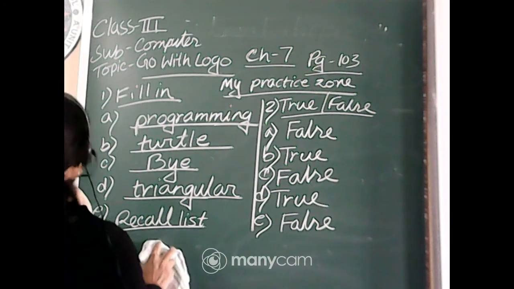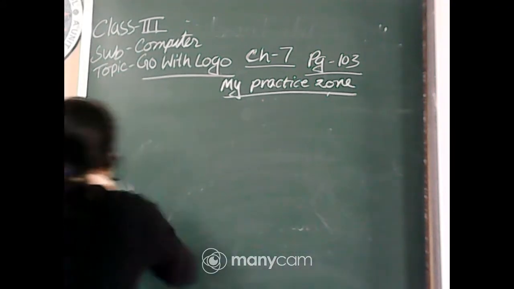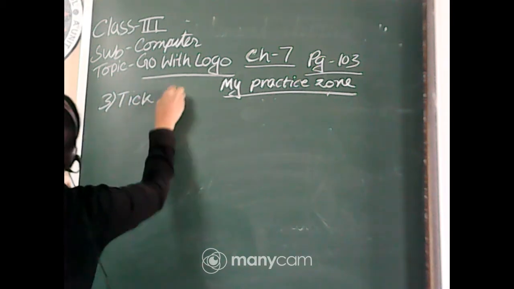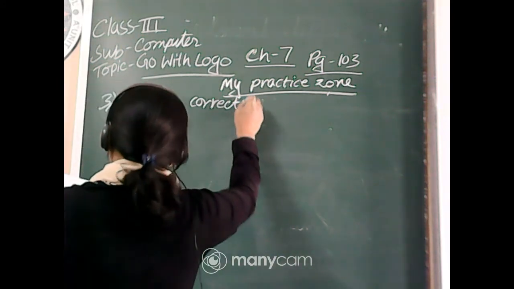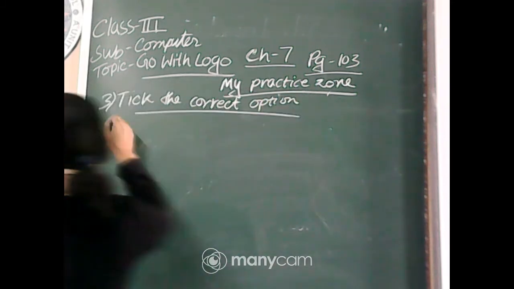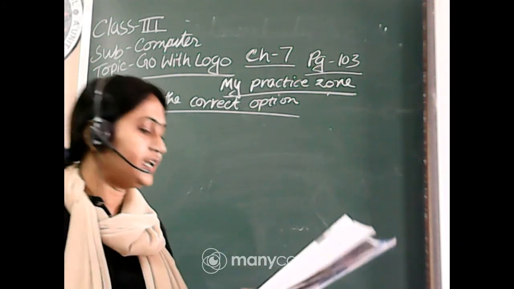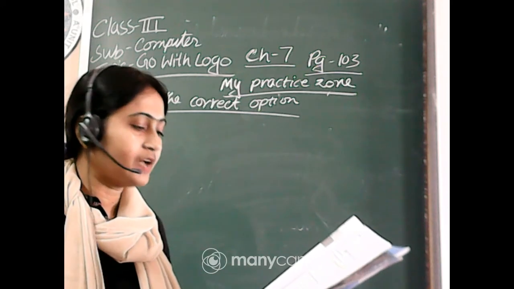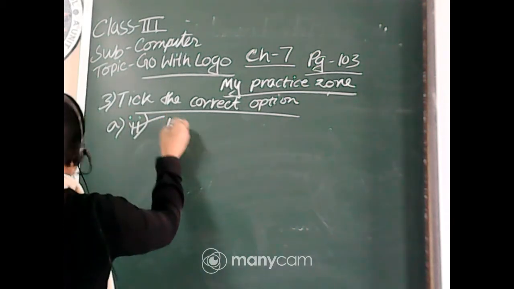Next, number 3, tick the correct option. Okay, number A. A small triangular picture on the logo screen is: home, turtle, just a shape, or none of these. Turtle. Option 2 is the correct answer. Turtle.